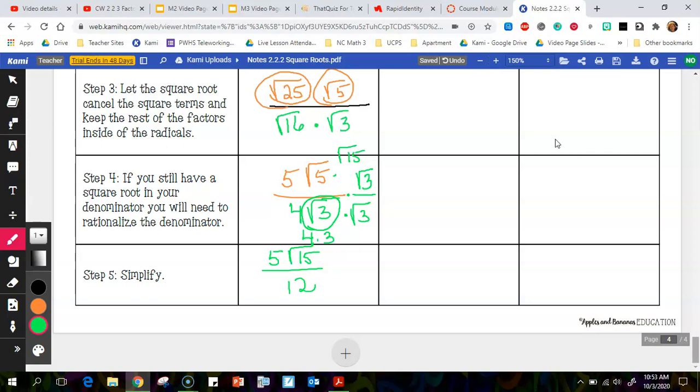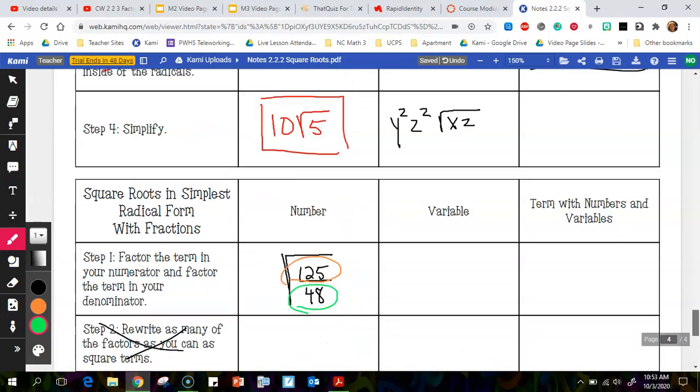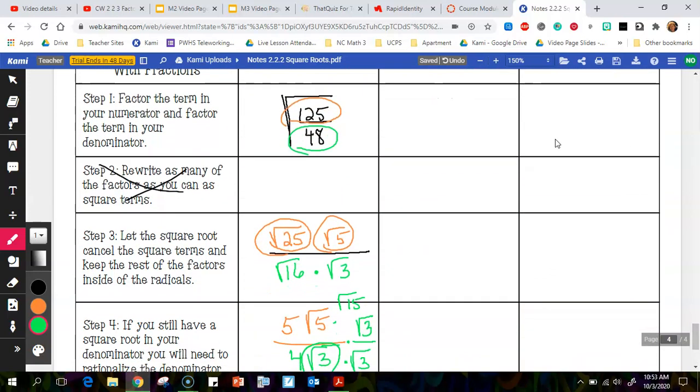Let's do another one. I think I might do another one with numbers. Let's try the square root of, let's do 100 over 40. Okay, so let's break these down. We'll do this. I'll do it right here. This is the square root of 100, which is 10. I'm going to just leave that like that for a second. Over root 4 times root 10.